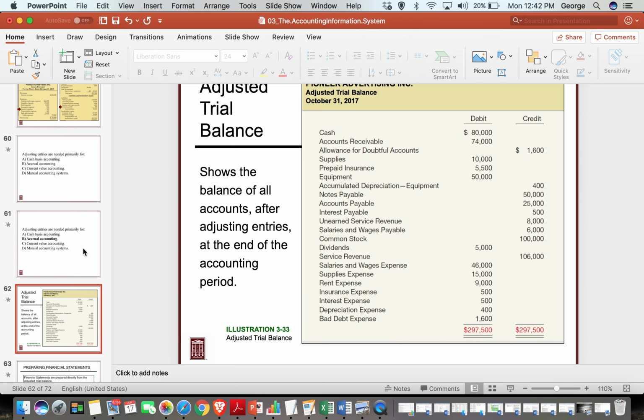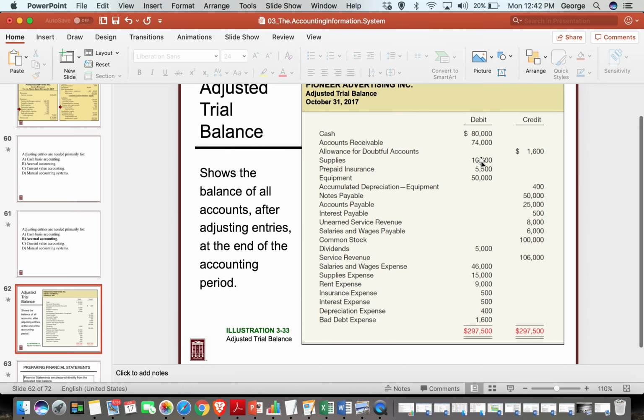Here's an adjusted trial balance. So what this is, I've just added my adjusting entries to this. So I had an adjusting entry for supplies, right? Before, the unadjusted trial balance wouldn't have this 10,000 here. It would have 25,000, right? That was the 25,000 we bought for supplies. But we adjusted it. Now in the adjusted trial balance, I reduced it for the $15,000 of supplies expense down here. So the supplies went from 25,000 down to 10,000.